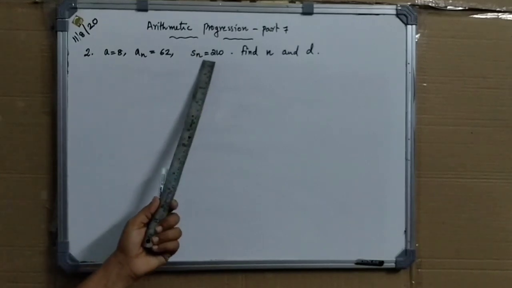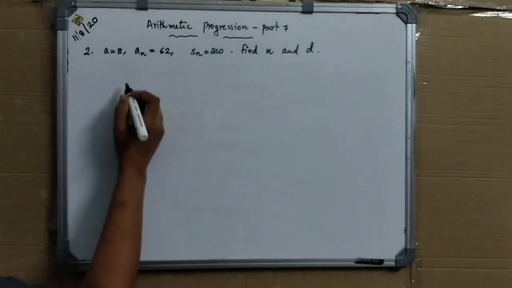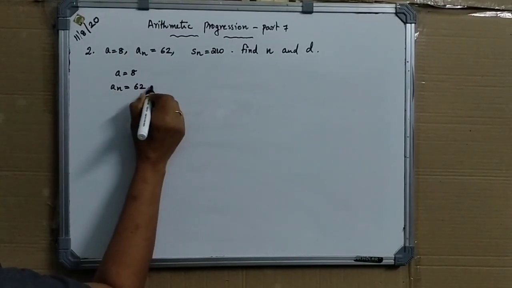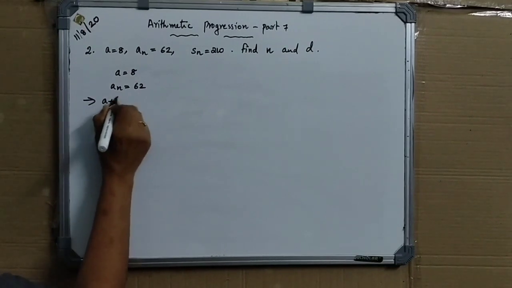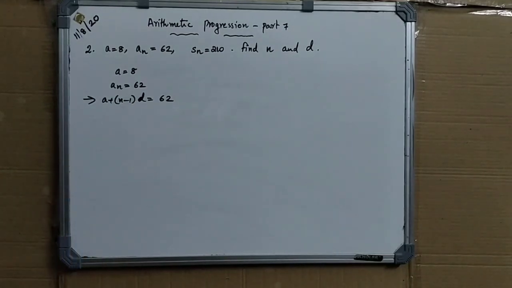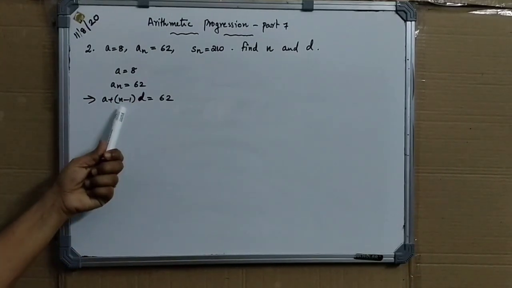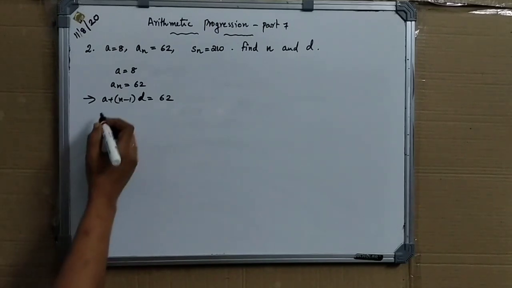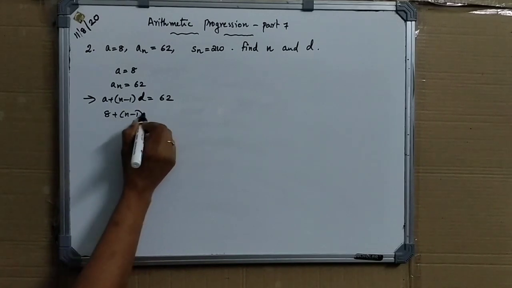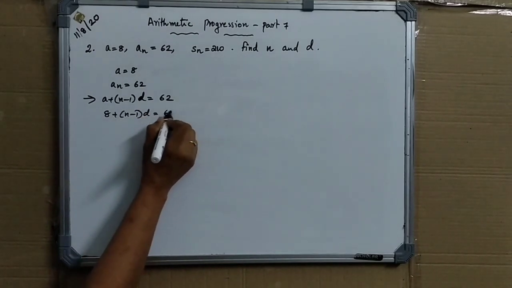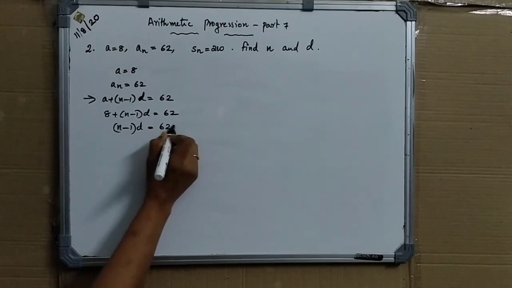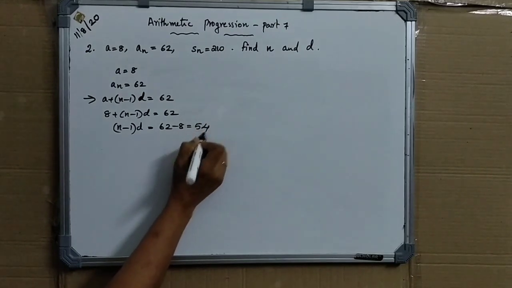Then we go for the formula for s. First we have a equal to 8 and an equal to 62, which means a plus (n minus 1) into d equal to 62. Here a is known, but n and d are unknown. So let us substitute 8. a is 8, plus (n minus 1) into d equal to 62. Or we can say (n minus 1) into d equal to 62 minus 8, that is 54.